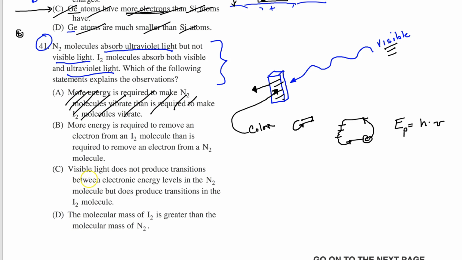Okay, we do know that when you remove an electron, you're talking about something called ionization energy. And I'm going to tell you that normally visible light isn't great enough. Now, ultraviolet could be, but we don't have enough information to answer that there. Visible light does not produce transitions between electronic energy levels in N2, but does produce transitions in the I2. That is the best answer. When we have an electron transition from a low energy state to a higher one, that means that electron is using part of the energy of that photon, and what it doesn't use would be what? Would be a color.